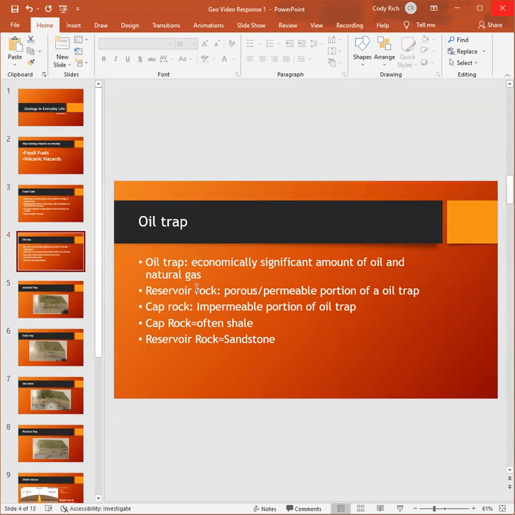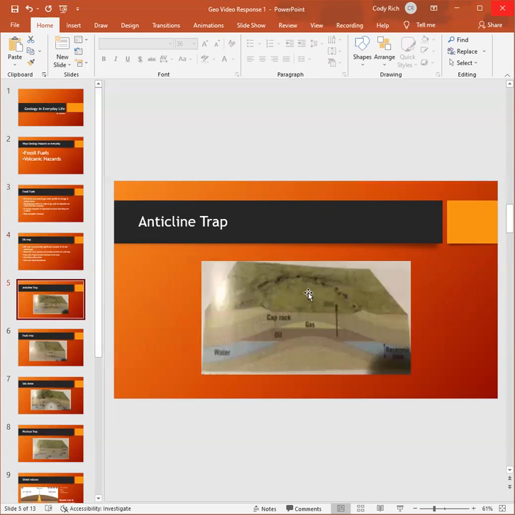You have your reservoir rock, which is a porous, permeable portion of the oil trap, usually made of sandstone, and that actually allows the oil to percolate up towards the surface. And then you have your cap rock, which is often made of shale, which is impermeable and stops the oil from continuing to travel upwards. We have basically 4 types of oil traps.